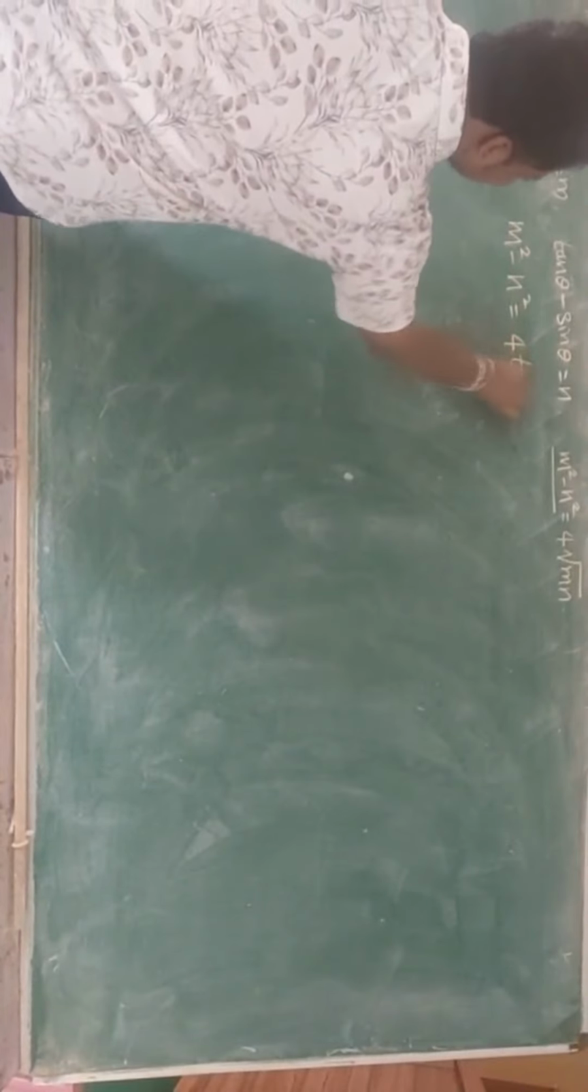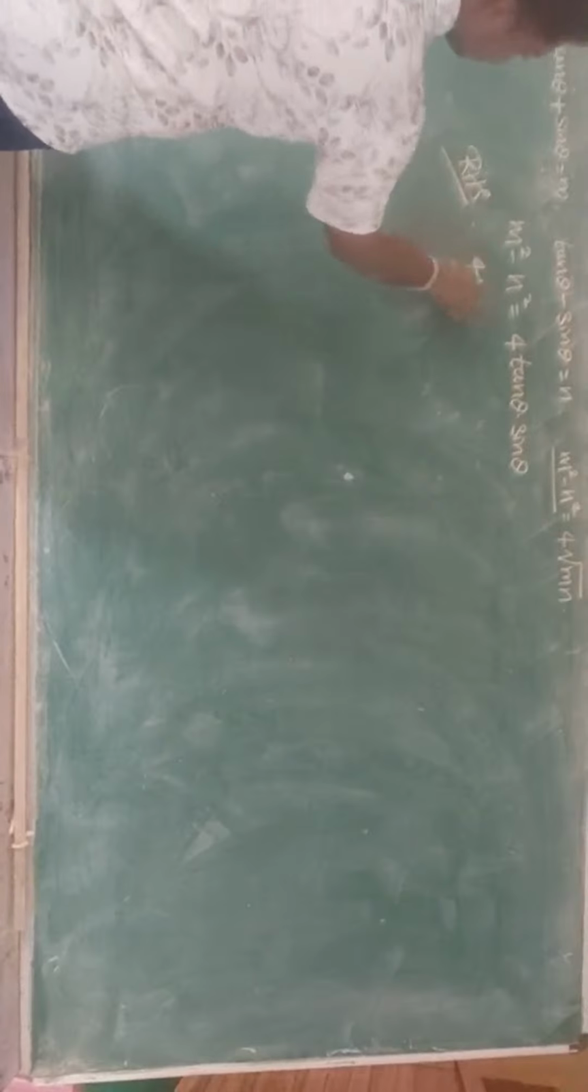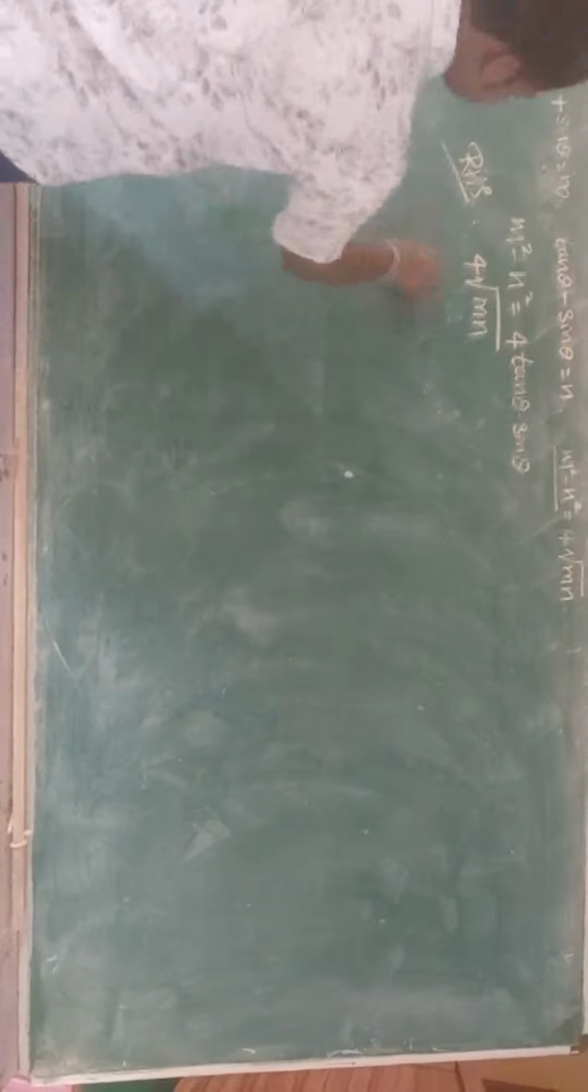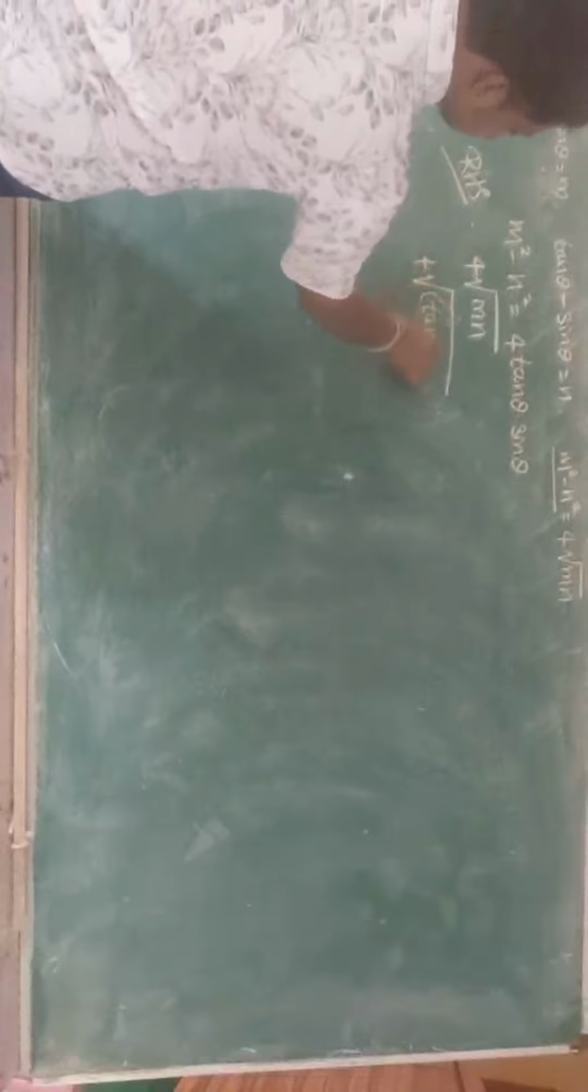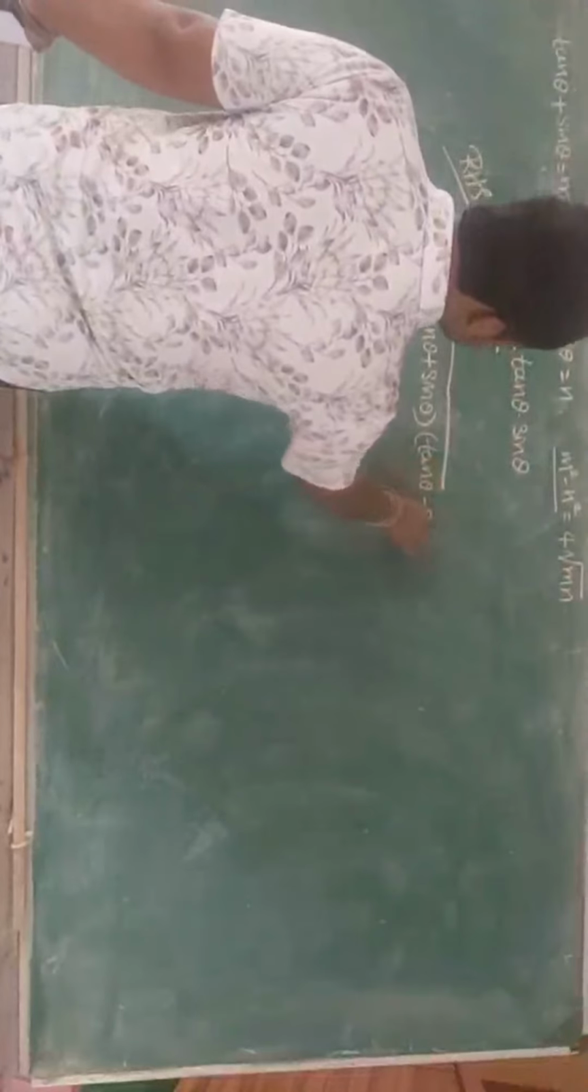And already we calculated the left hand side, LHS. So what was that? m square minus n square is equal to 4 tan theta into sin theta. Am I right? Yes. Now we can calculate RHS. RHS is 4 root m into n. 4 right as it is, under root, m is tan theta plus sin theta and n is tan theta minus sin theta.